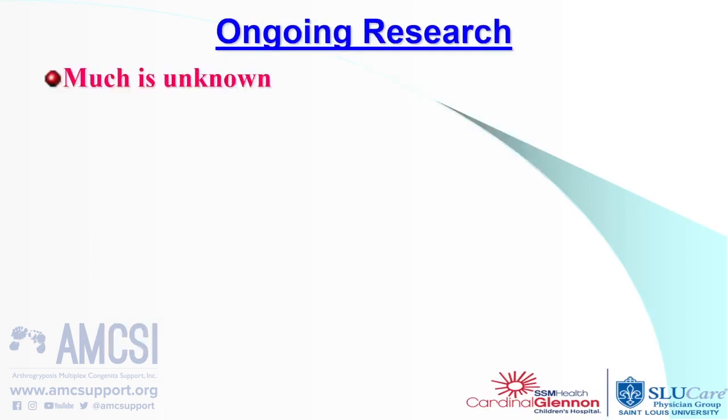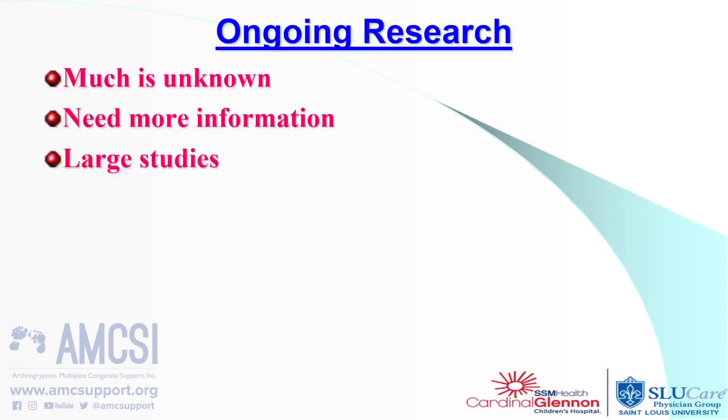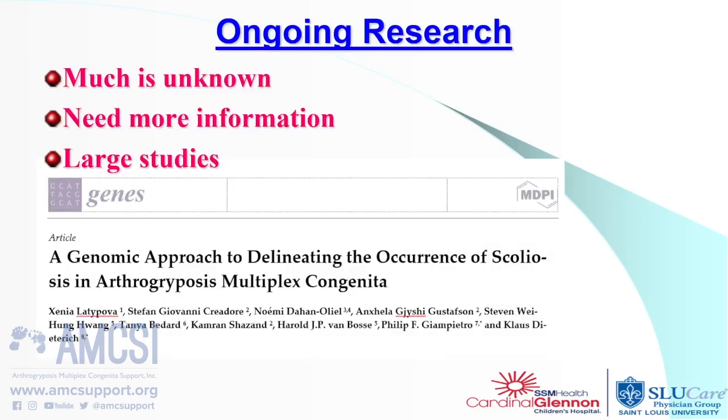There's a lot that's unknown. There's still a lot of research that we need to do to understand better when to intervene on these curves, how we can lessen the curves, and how we can get by with less surgery. We really need big studies to do that. So that's where we try to do different multi-center studies, where we pull people together from different institutions to collect their patients and discuss them together.